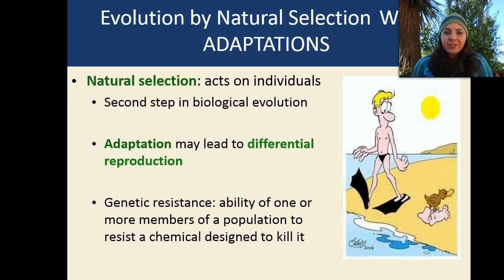So, just what is natural selection? Well, and what does it do? It acts on individuals, and this is the second step in biological evolution. So, an adaptation may lead to differential reproduction, meaning that sometimes reproduction occurs because of choice. So, we have, for example, the male peacock. Now, the male peacock, as you all know, has those beautiful bright feathers. The only reason he has those is to attract the female.